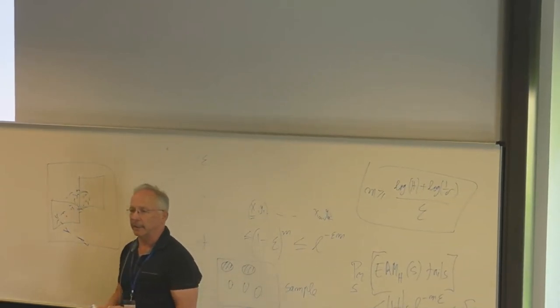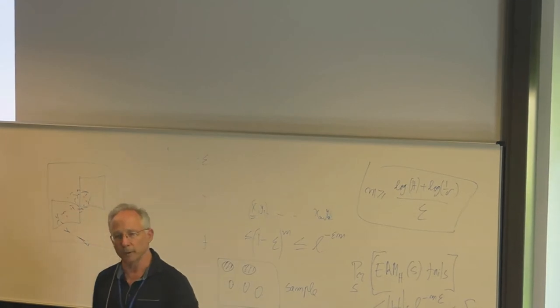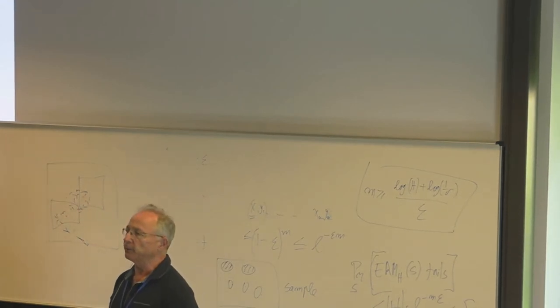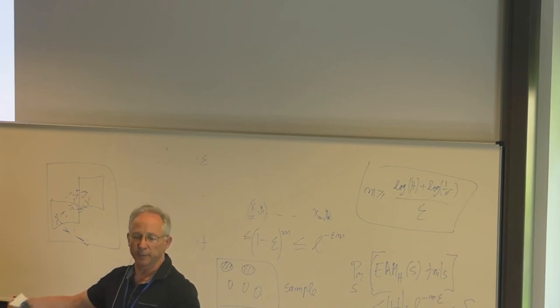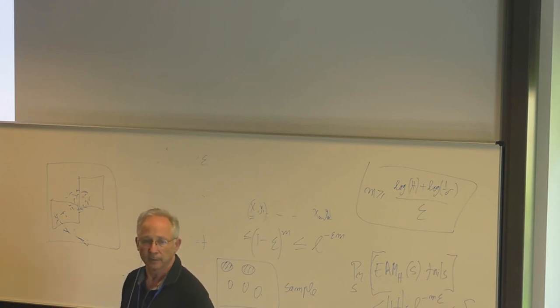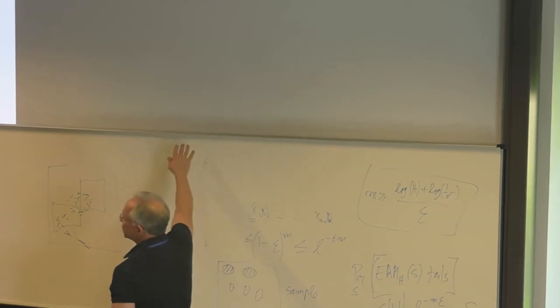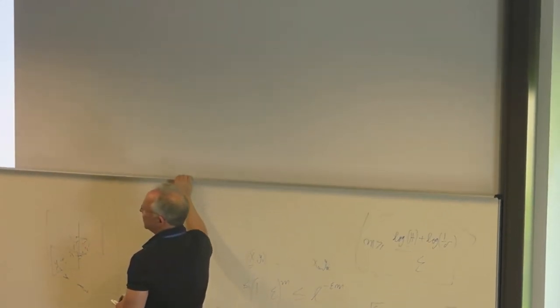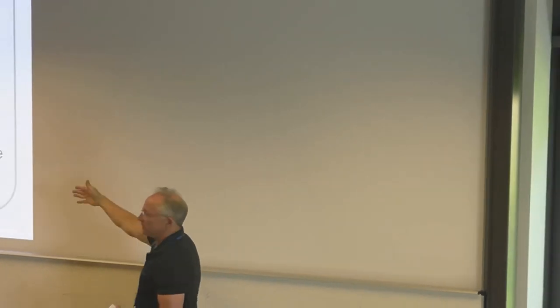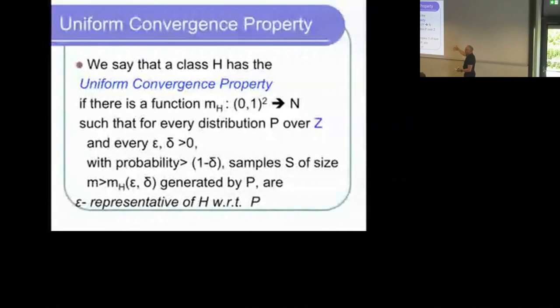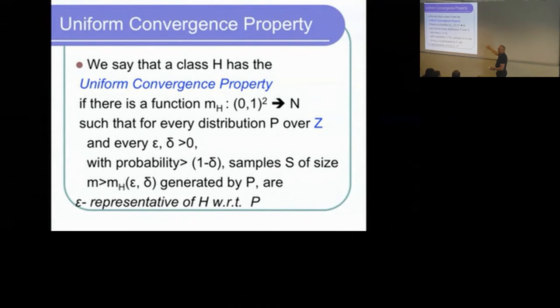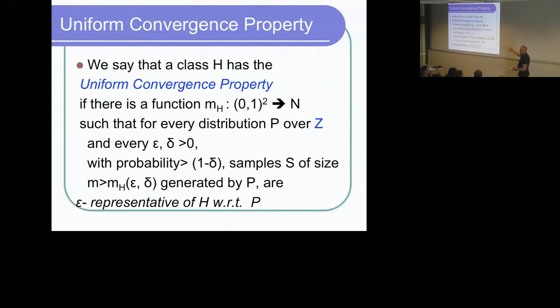And I say that a class has this uniform convergence property if you can guarantee that if you take samples which are big enough, most of them will be representative. What we already know is that if a class has this property, it will be agnostically PAC learnable, because if I generate representative samples and I use ERM, there will be a successful hypothesis.